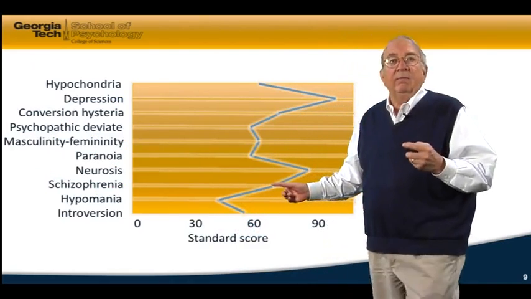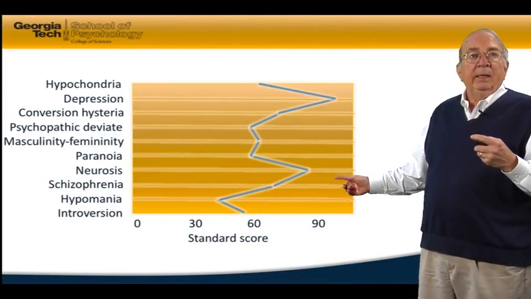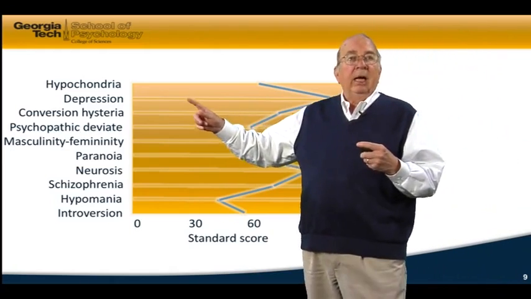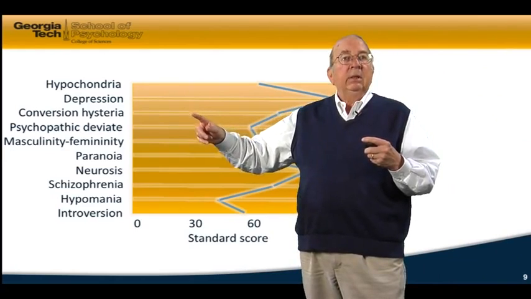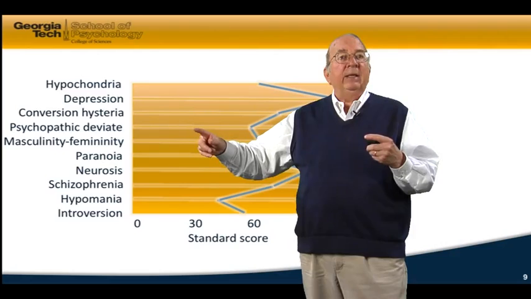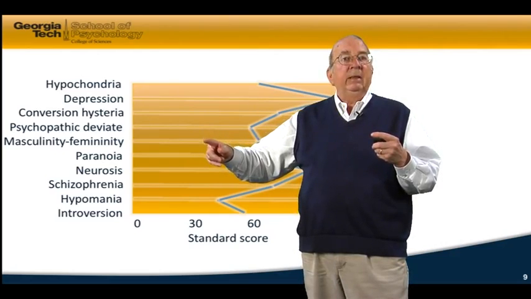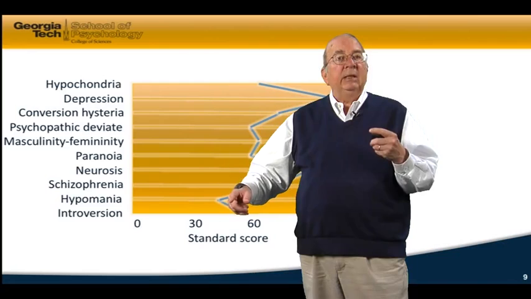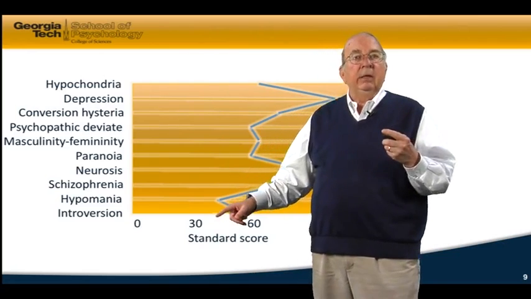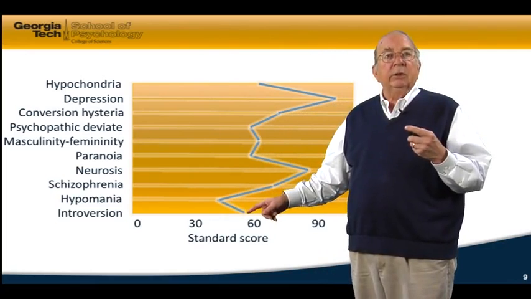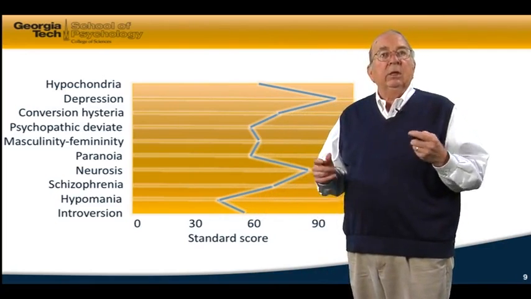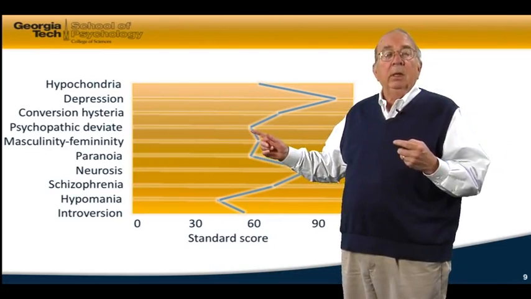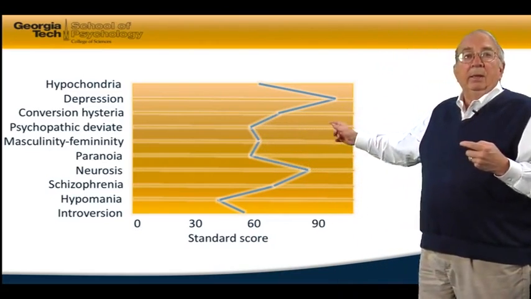And this is a profile from an administration of the MMPI, and it gives you a standard score on each of these 10 scales. And the 10 scales are hypochondria, depression, conversion hysteria, psychopathic deviant, masculinity femininity, paranoia, neurosis, schizophrenia, hypomania, and introversion. So it has major scales that deal with regular personality traits like introversion, but then it has scales that really deal with clinically relevant traits displayed by people with that disorder, like, for example, depression and schizophrenia.